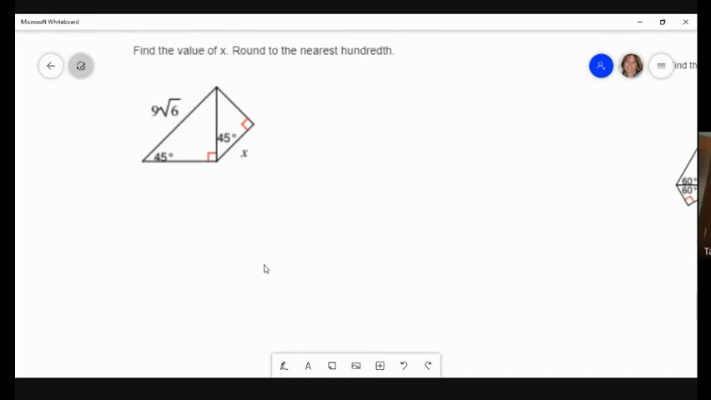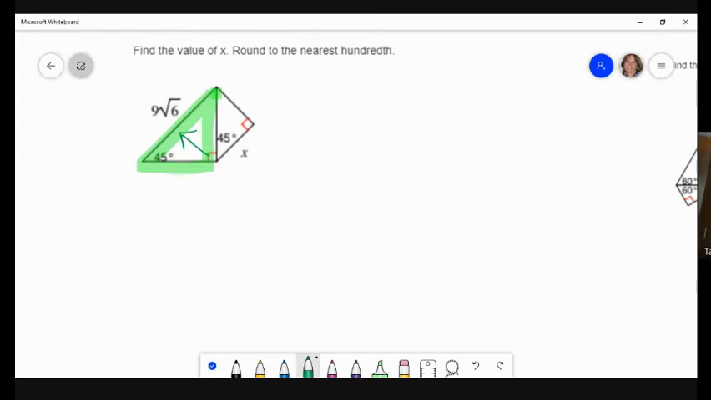Okay. So for this one, again, we should note we've got two 45-45 right triangles. And again, we're wanting to go from one to get to the other. So this is just like the last two we just wrapped up with. And so we have this triangle that we have been given enough information on. So we have the hypotenuse being given on that one.